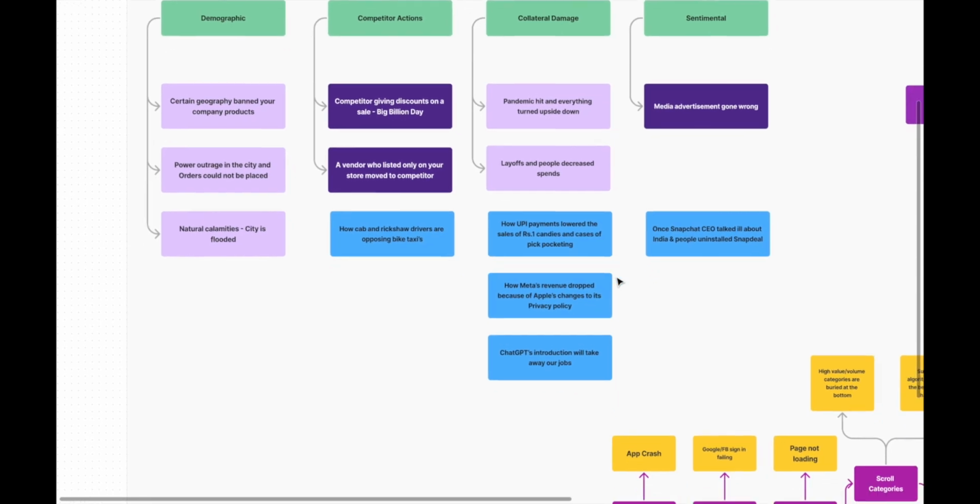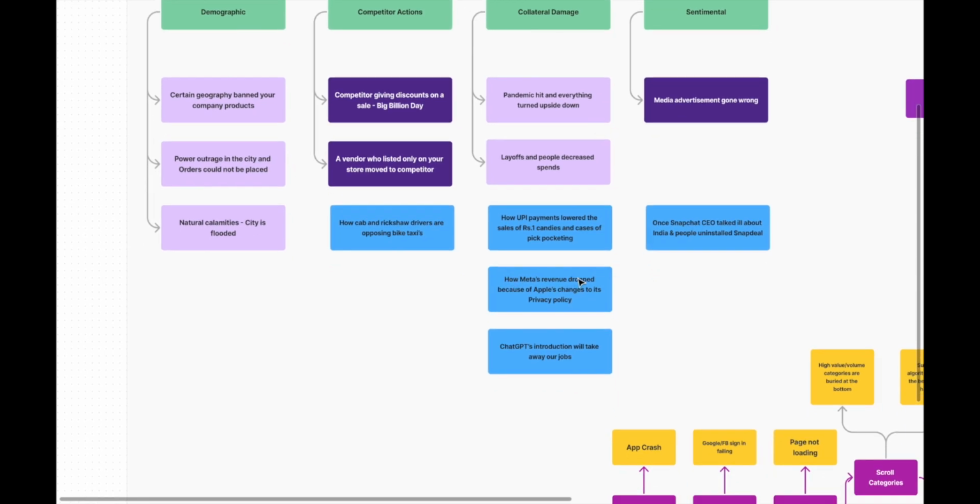So that's one example. And how Meta's revenue dropped because Apple changed its privacy policy. Apple made its security and privacy policy stricter so that Meta could not access the customers' transactions or any other customer details. And therefore, given Meta is a very data-centric platform and they could not get data, their revenue dropped after that.